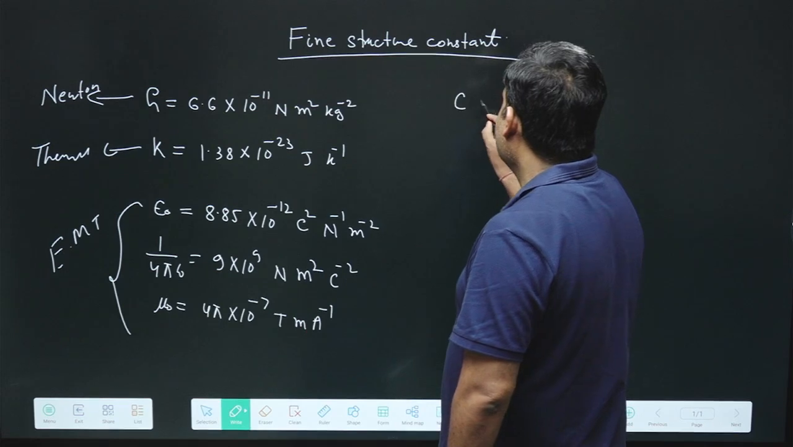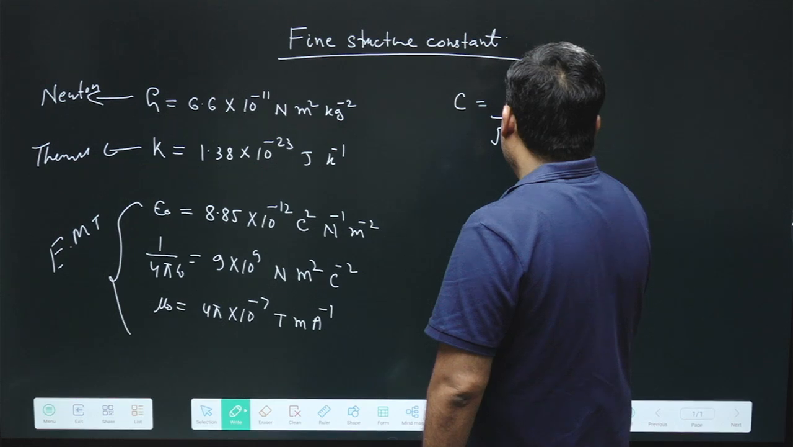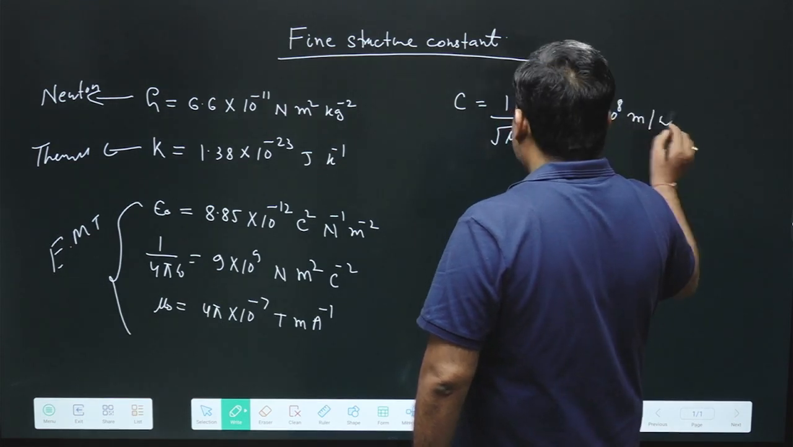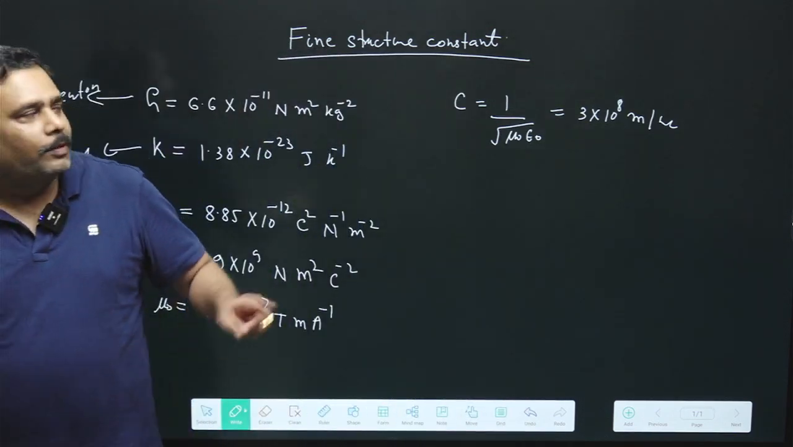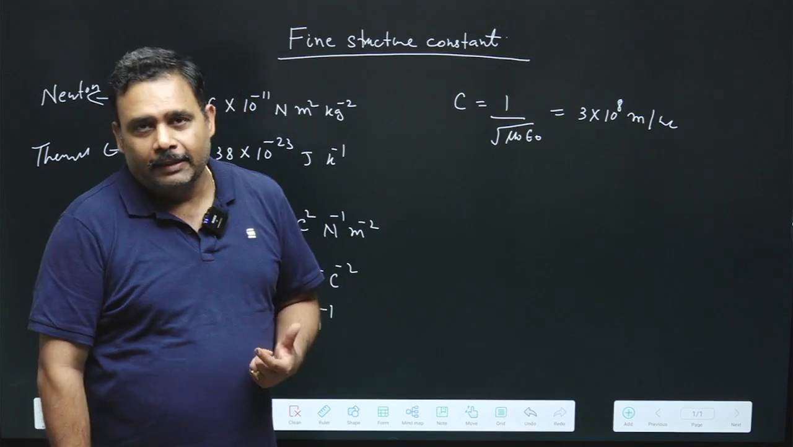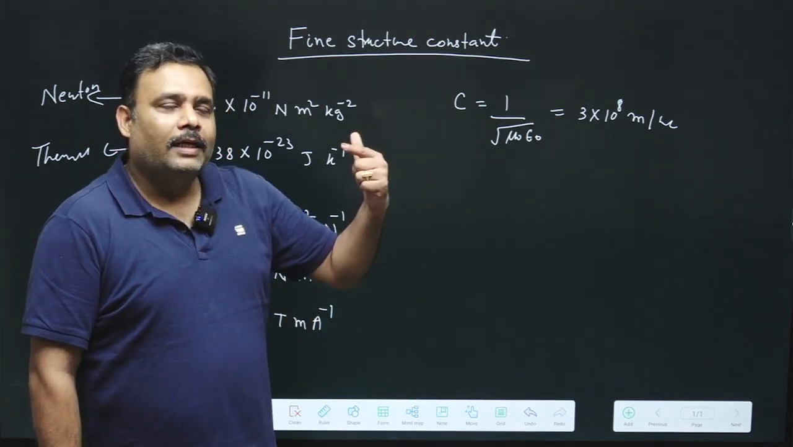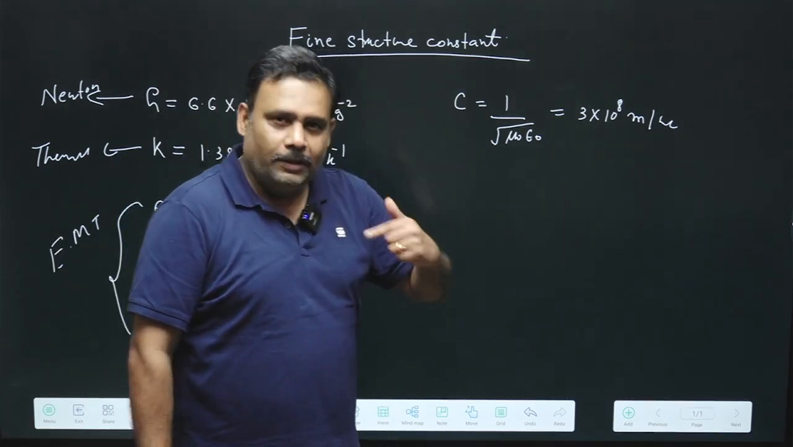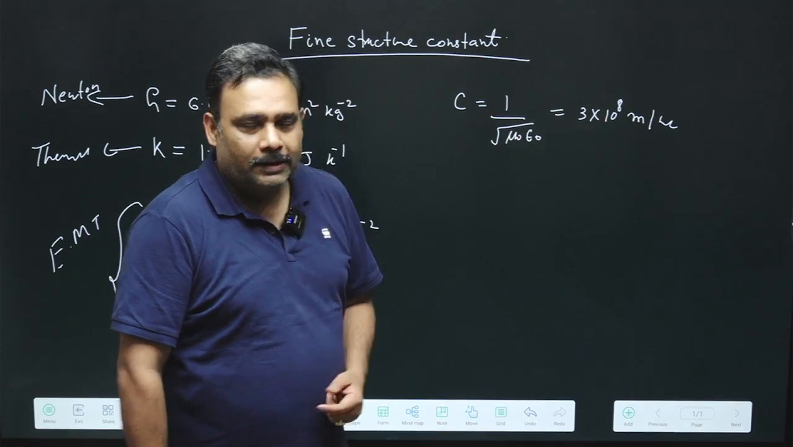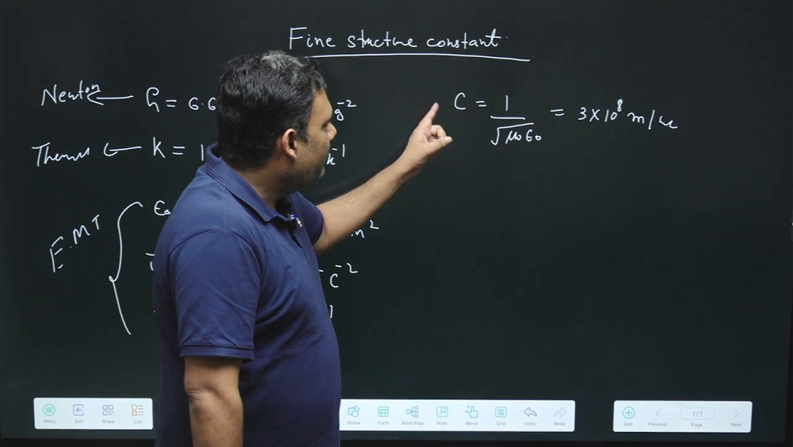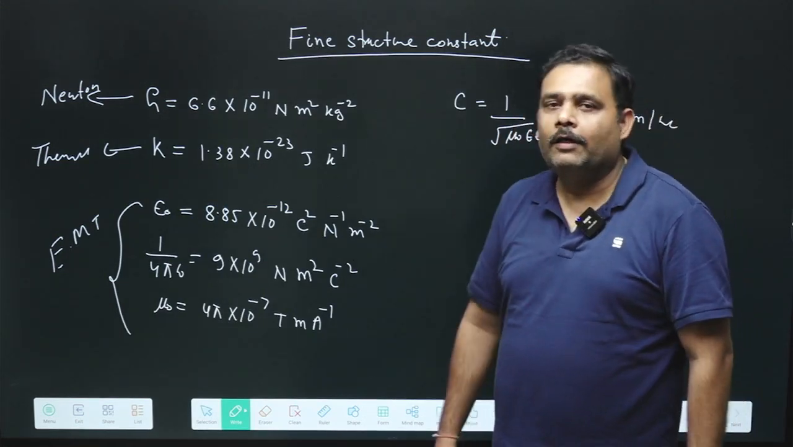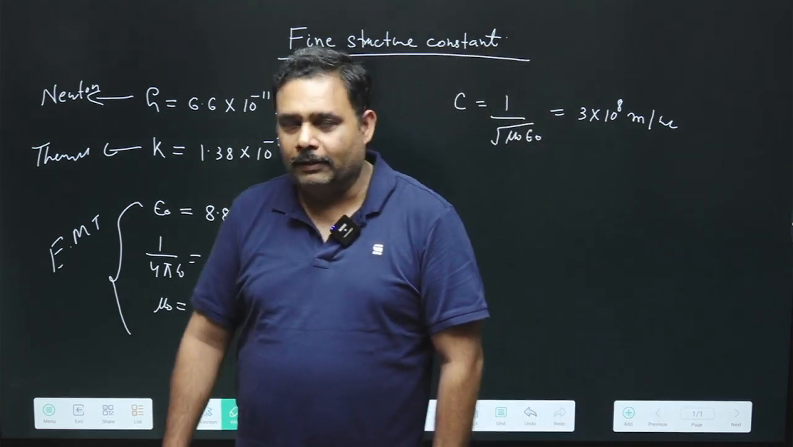And we all know that c is equal to 1 upon root under mu naught epsilon naught. This value is equal to 3 into 10 to the power 8 meter per second. This is the speed of light in free space, and the speed of light is constant in a vacuum. You can see this c is responsible for the unification between the electric field and the magnetic field, and we have a wonderful theory, Maxwell's theory of electromagnetism.